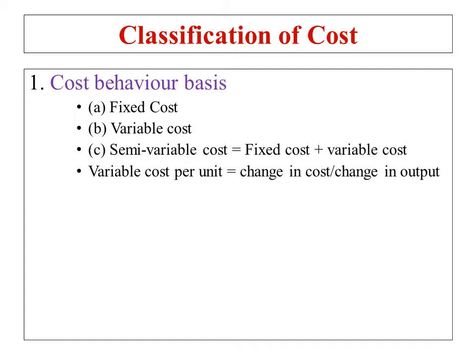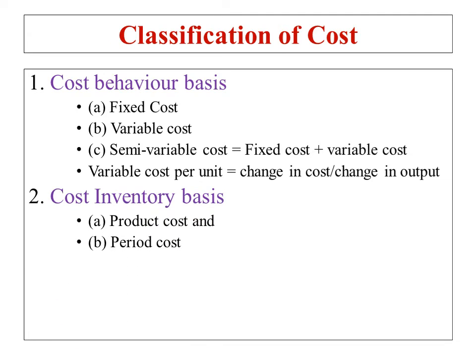and the semi variable cost, which may be a combination, some part fixed and some part variable cost. So it may be a semi variable kind of cost. So what is the variable cost? It is a change in cost per change in the output. Okay, so we can say it is a variable cost.